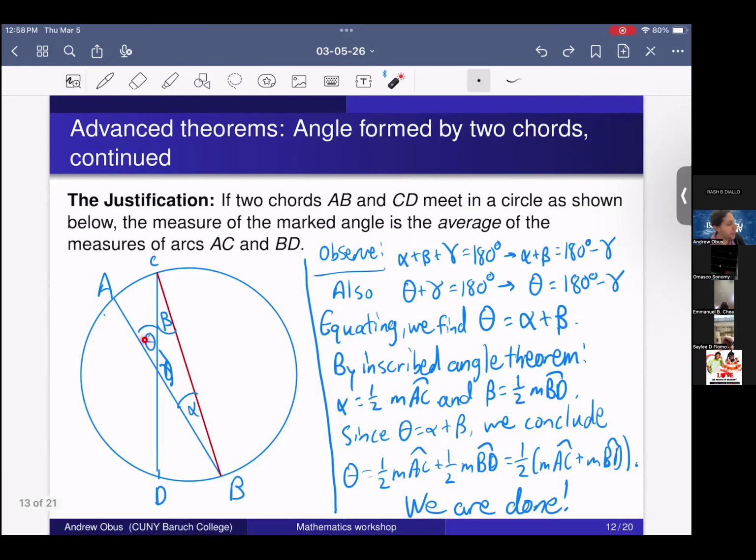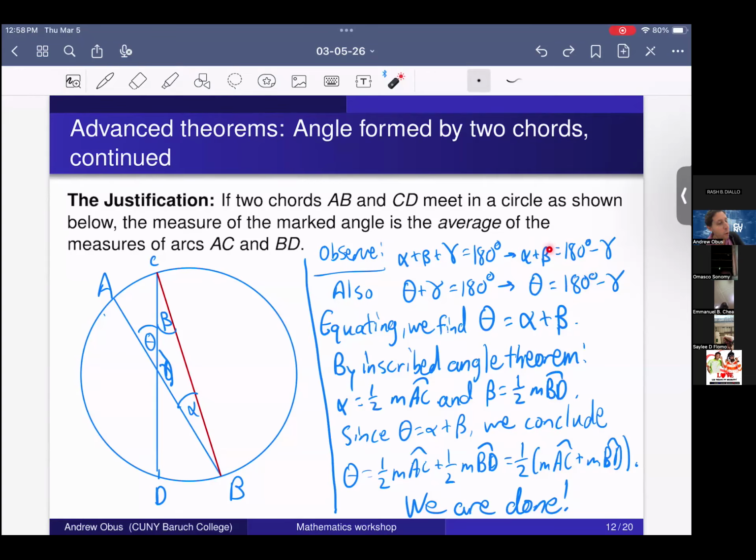Now, gamma and theta make a straight line, so that's also 180 degrees. So gamma plus theta is 180 degrees, and rearranging, theta is 180 minus gamma. So alpha plus beta is 180 minus gamma, the supplement. And theta is also 180 minus gamma, also the supplement.